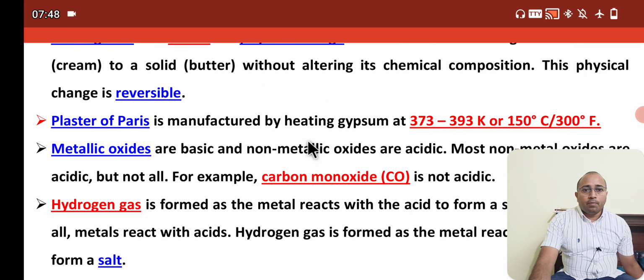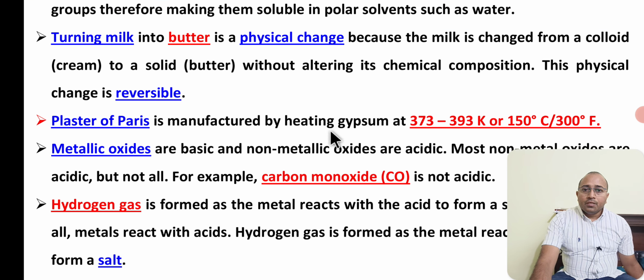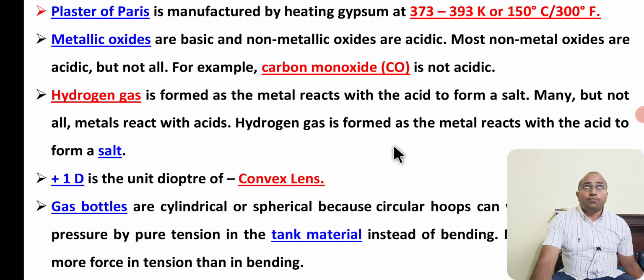You know about the plaster of Paris? Normally we call it gypsum also. By heating gypsum we can make it. So at this temperature we can make it as plaster of Paris. We use it for sealing as well as for fracture purposes.